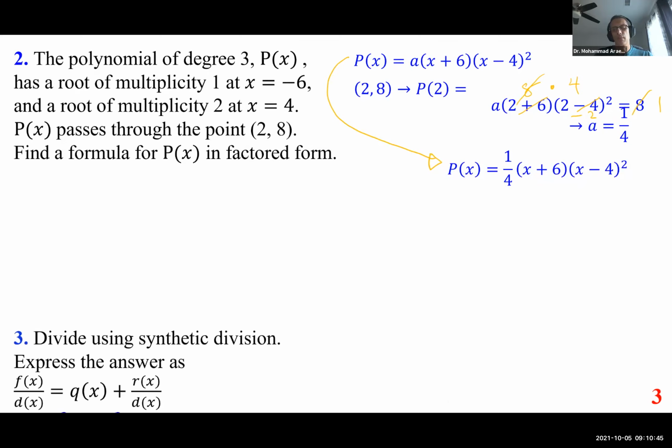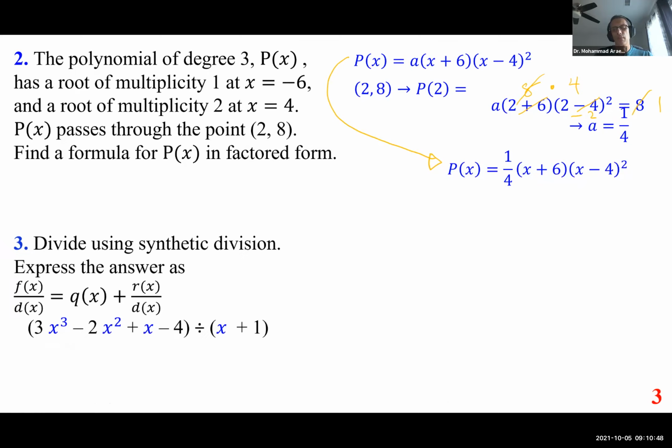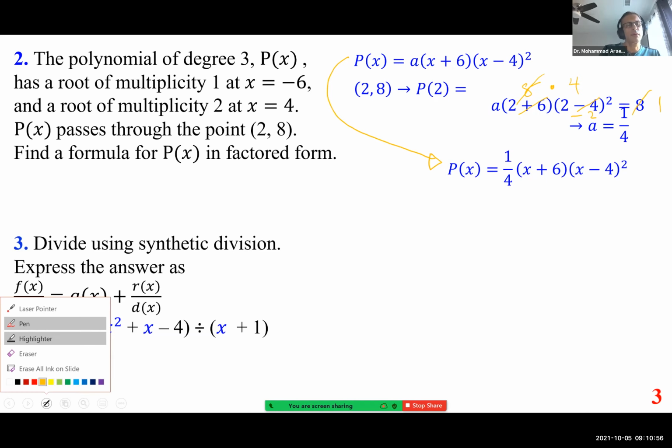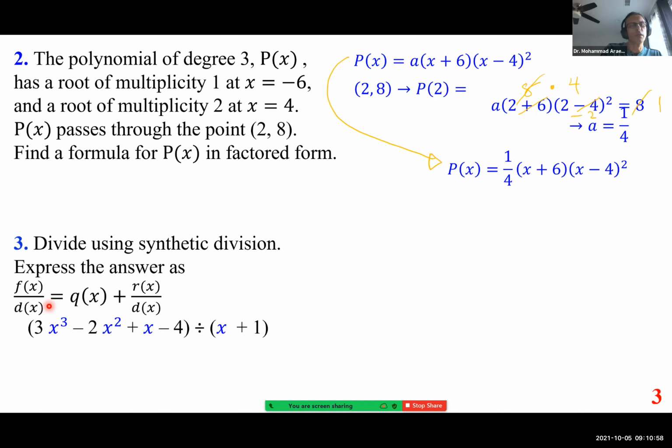Here's the next one. We want to divide using synthetic division. We want to divide 3x cubed minus 2x squared plus x minus 4 by x plus 1. In synthetic division, we have to put the two of them in descending order. And all we have to do is write the coefficients.